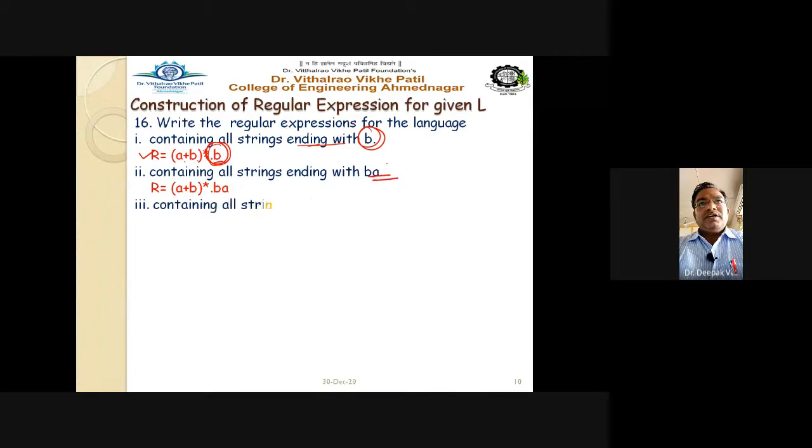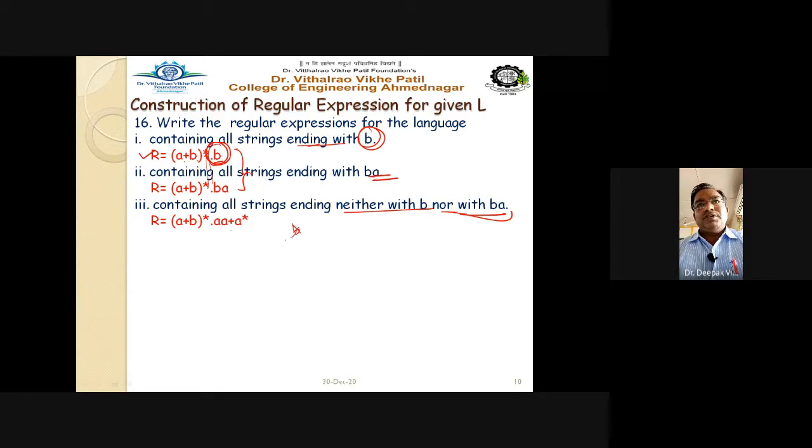Then containing all strings ending neither with B nor with BA. See here, we have to write the regular expression for a string that neither ends with B nor ends with BA. Means these two conditions, we have to make a negation of this. So I can write like this. See here, the meaning is that there must not be B.